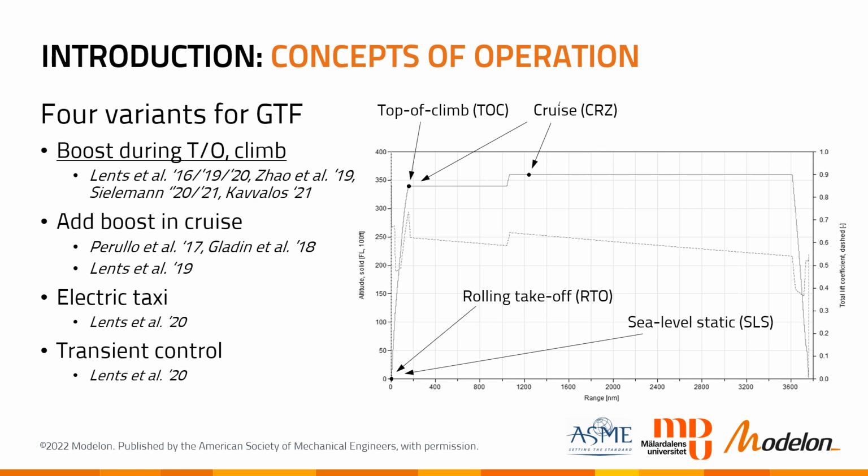The third concept of operations shuts down the gas turbine core during taxi and uses the electric drive to spin the fan for taxiing. And the fourth and last concept that we discuss here installs electric machines on all spools and uses them for transient control, in particular modulating the surge margin of the compressors during transients. And the one that we're analyzing here and applied to the turboprop is the first concept of operations that we've underlined because of its success for the turbofans.